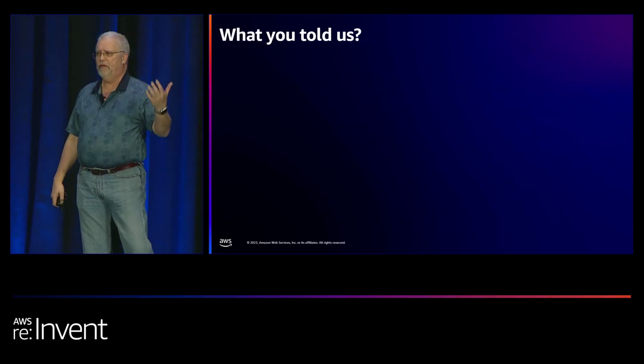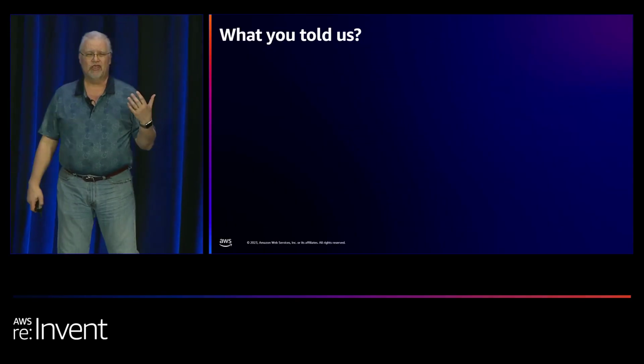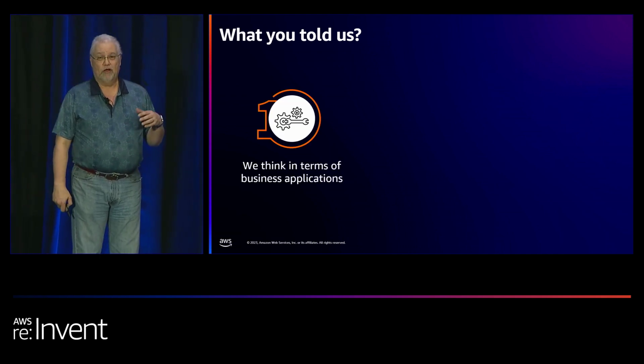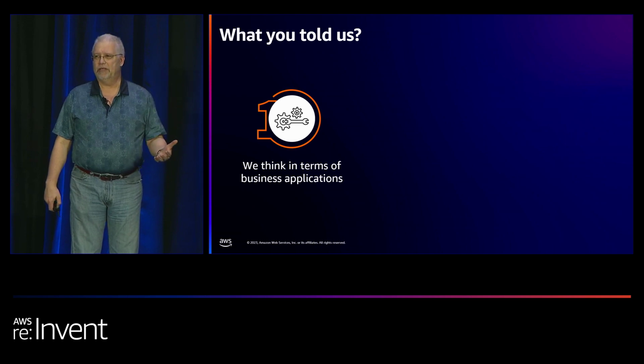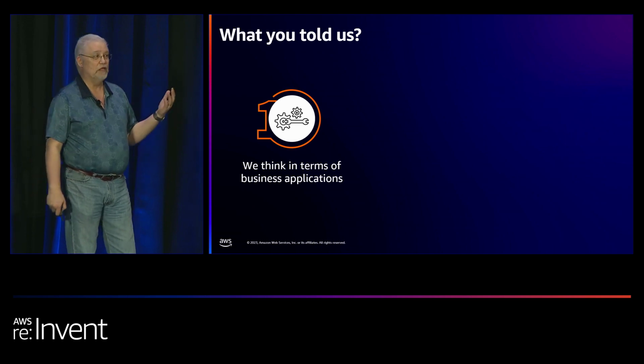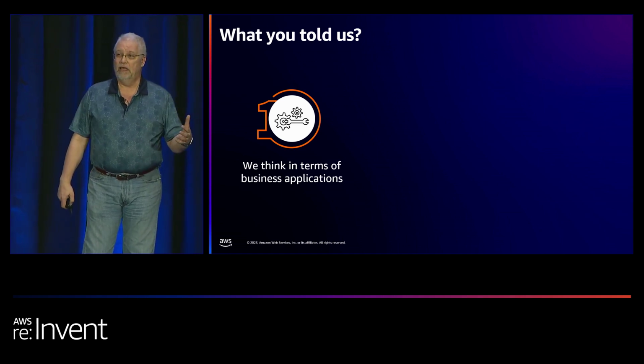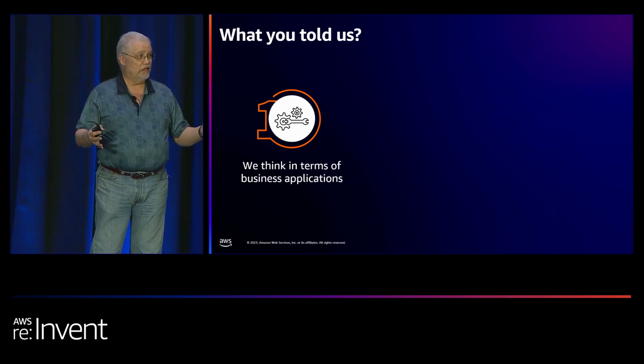We went out to customers and asked them what are the things that you think are problematic or challenging when you want to manage your AWS environment. And the first thing we heard loud and clear was, well, we think about our world as applications or business applications. We don't think about individual resources specifically. We don't really think in the terms of services. Our world is a business application that we need to operate.